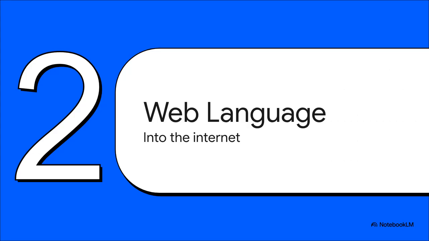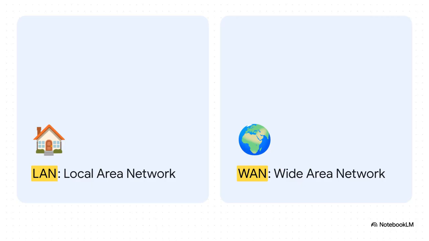Moving right along to Section 2, the language of the web. We're moving away from your desk and out into the internet. We hear these terms thrown around a lot by IT departments when they talk about the true scale of connectivity. So, a LAN is a local area network. Think of this as the small, contained network in your house or your specific office building. A WAN, on the flip side, is a wide area network. This is the massive web that connects all those smaller networks across cities, countries, and the entire globe.